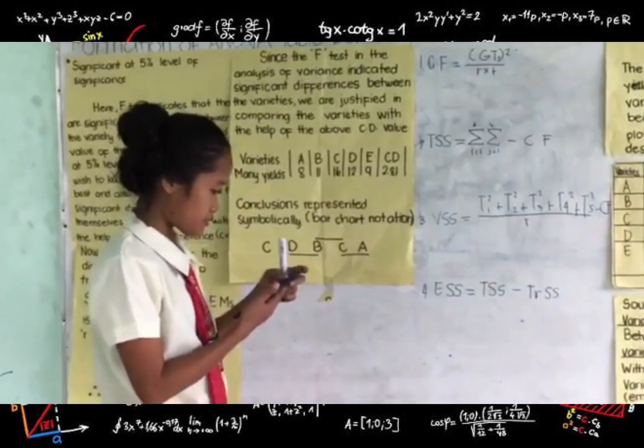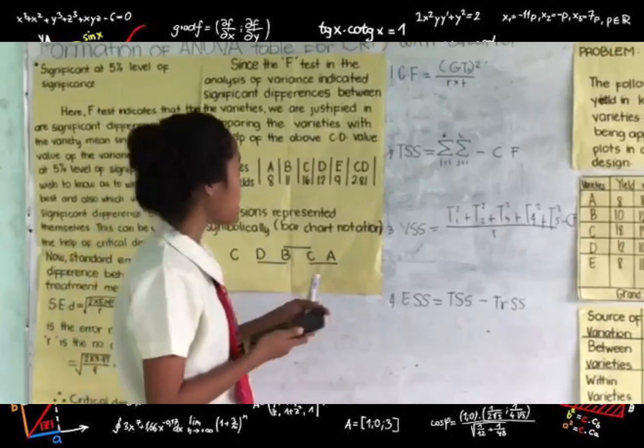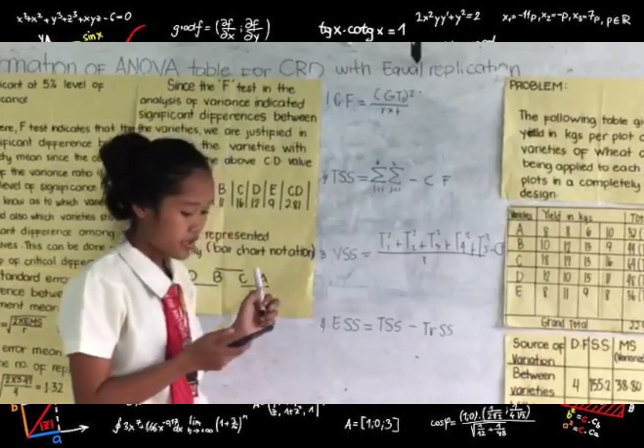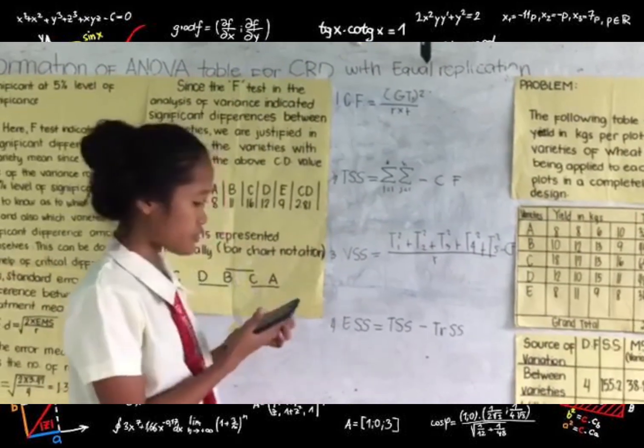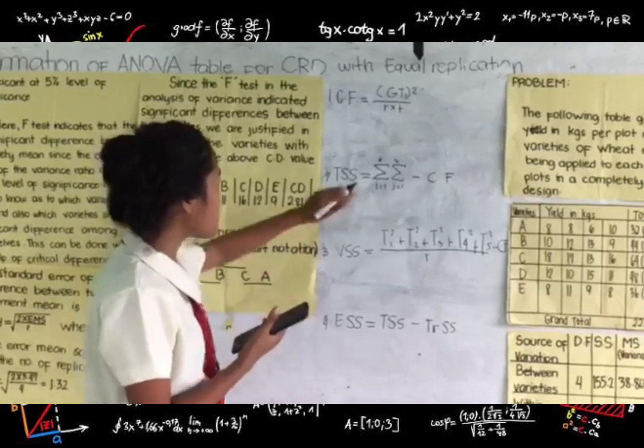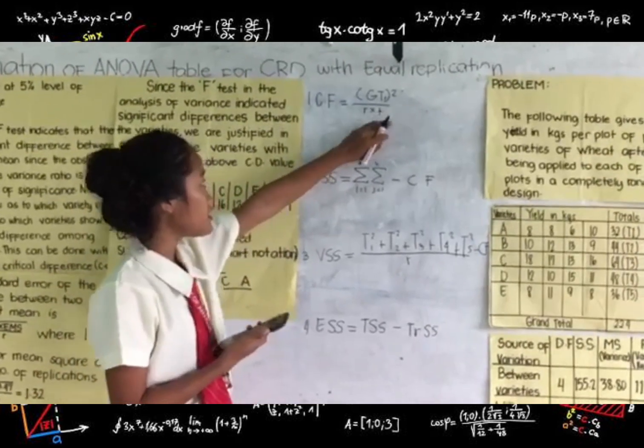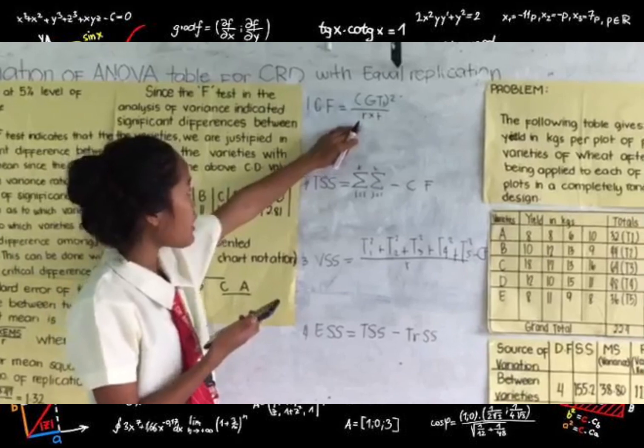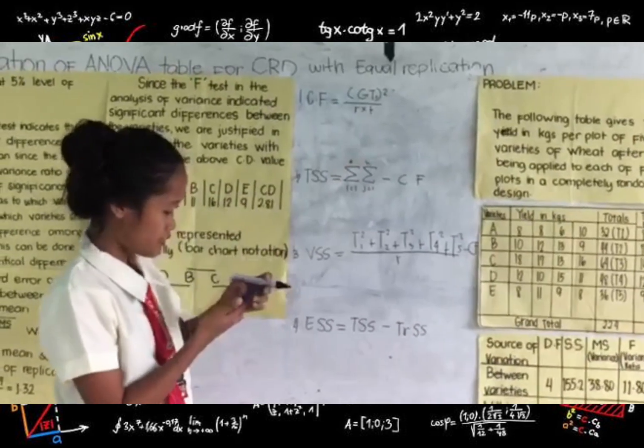So let's proceed with our analysis. First, we have to calculate the correction factor. Here we have our grand total squared divided by r times t.